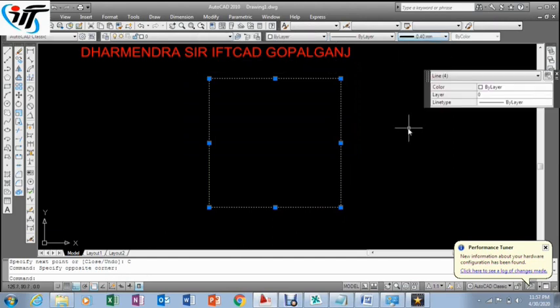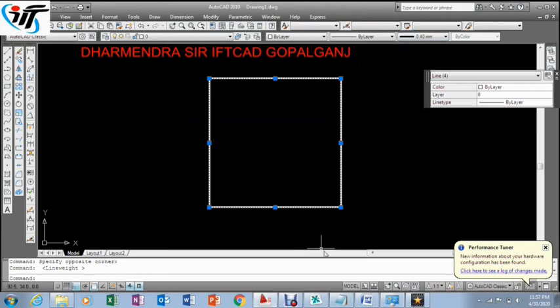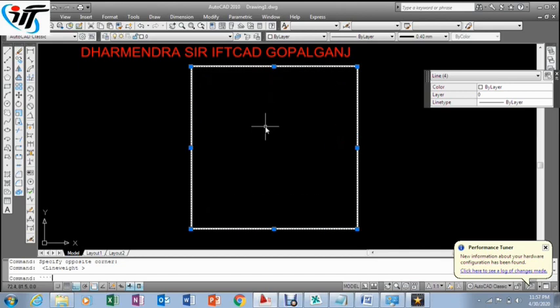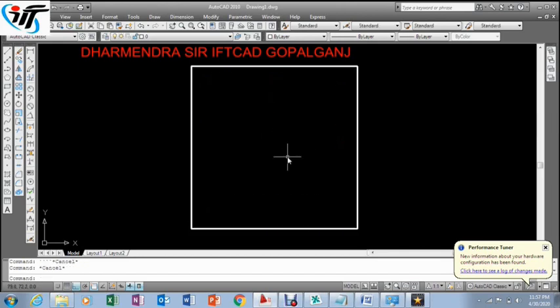We may increase the line width to make it visible. This way we can draw an object using the absolute coordinate method. The thing to remember is that we must have the coordinate value of each and every point. ID, Enter. This way we get to know the coordinate of each and every point. So this was all about the absolute coordinate method.